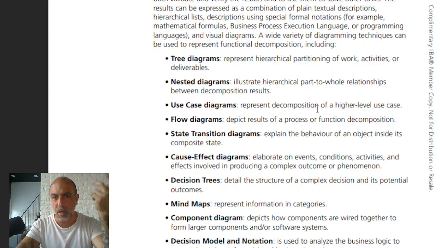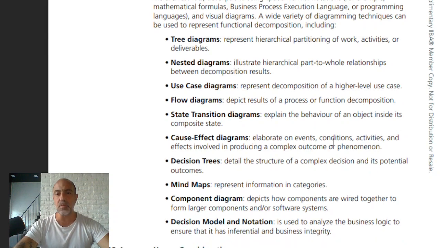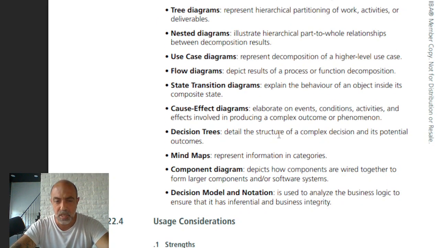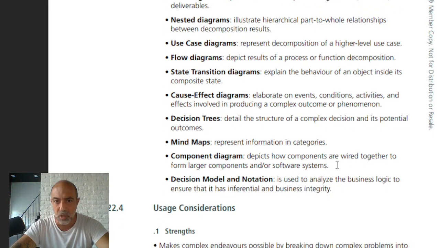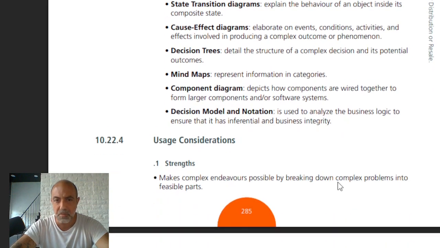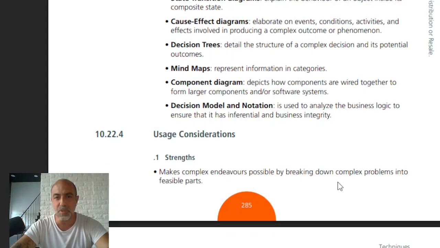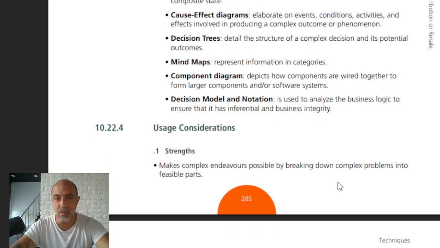So there are tree diagrams, which we've talked about before, hierarchical partitioning of work, activities, or deliverables. Nested diagrams illustrate hierarchical part-to-whole relationships between decomposition results. Use case diagrams represent decomposition on a higher level use case. Flow diagrams depict results of a process or function decomposition. A state transition diagram explains the behavior of an object inside its composition state. Cause and effect diagrams elaborate on events. Decision trees, mind maps, component diagrams, and decision model annotation.